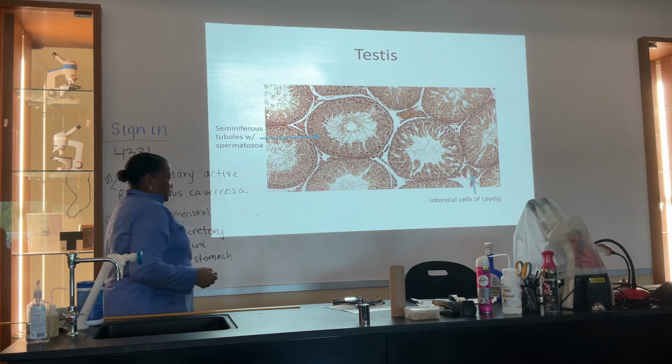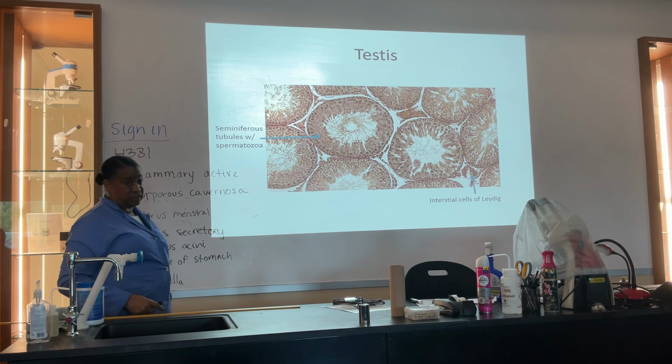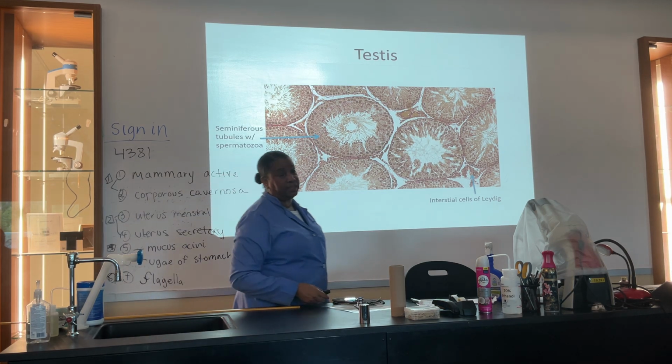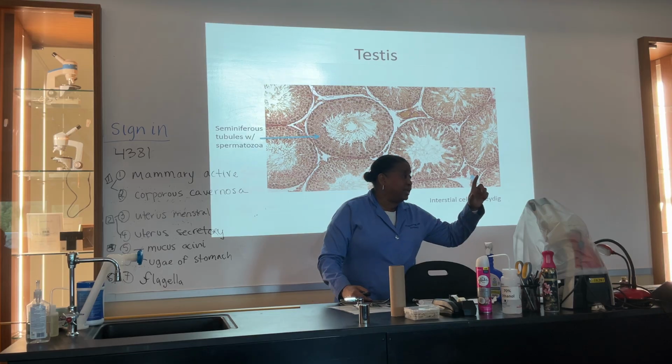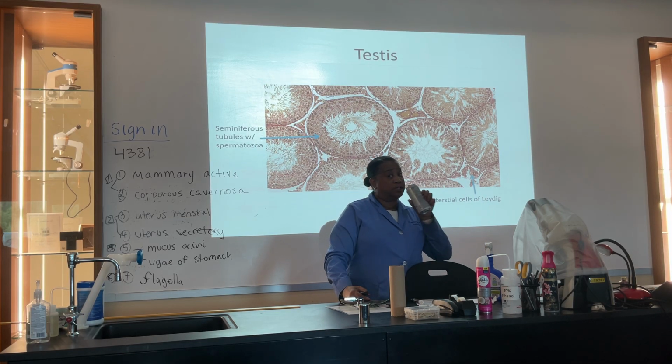All right. So if there's a seminiferous tubule, spermatozoa, interstitial cells, all of these are between the tubules. All of these are examples of interstitial cells of Leydig. Those are the ones that make the testosterone. The L in LH and the L in Leydig. And those are the ones that make testosterone. Is it good?